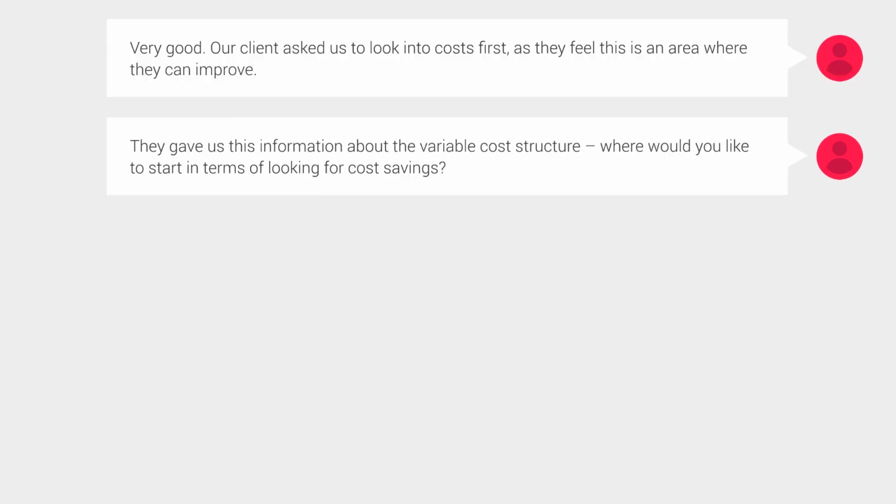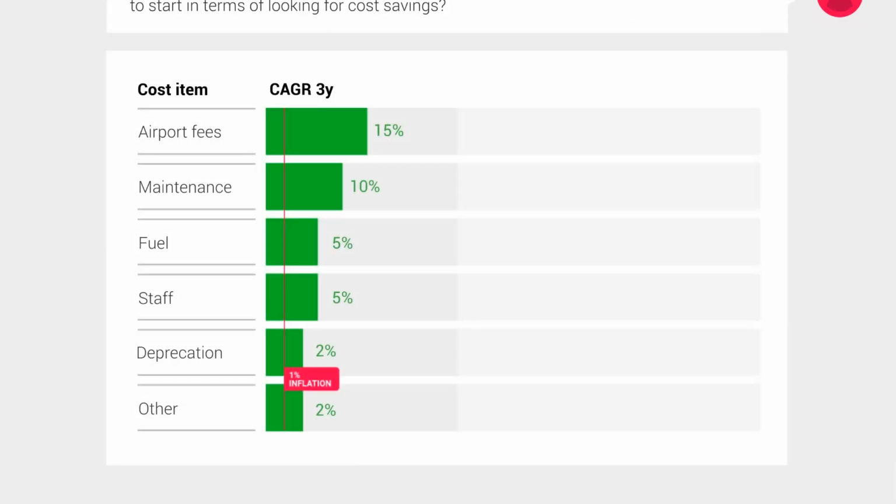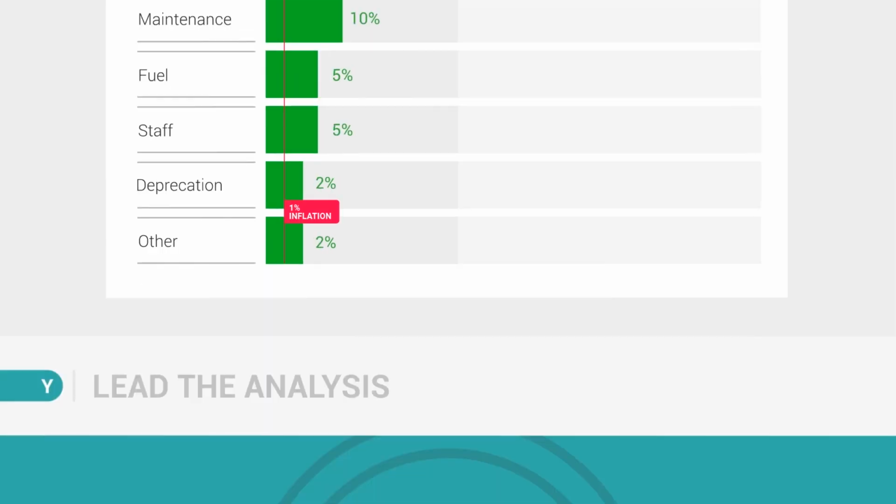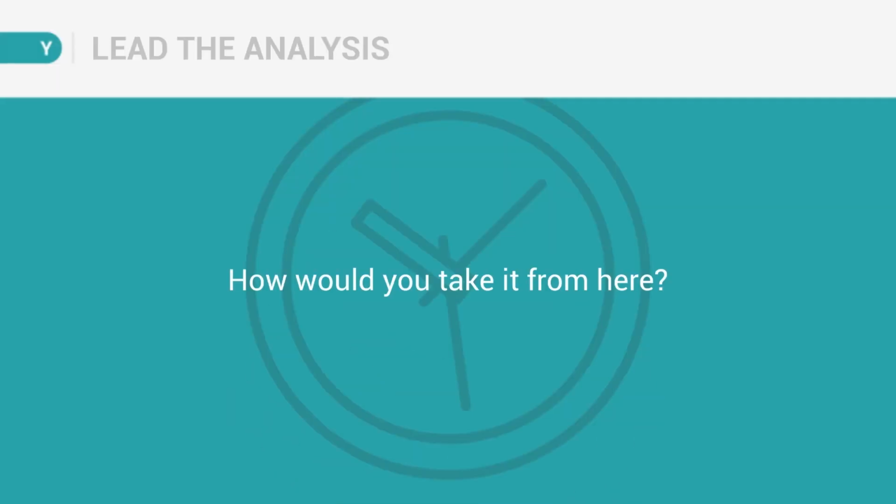The interviewer then presents the candidate with this graph showing the fraction of total cost accounted for by various aspects of the business. How would you proceed from here? Consider what you would do next before we hear from our candidate.